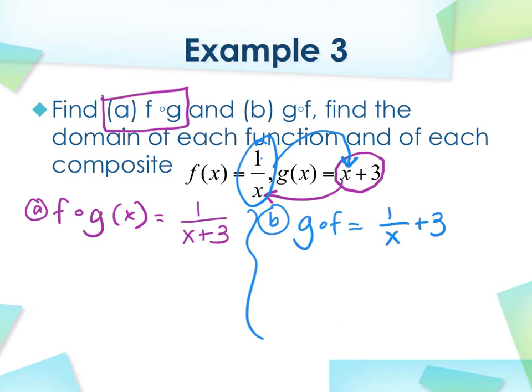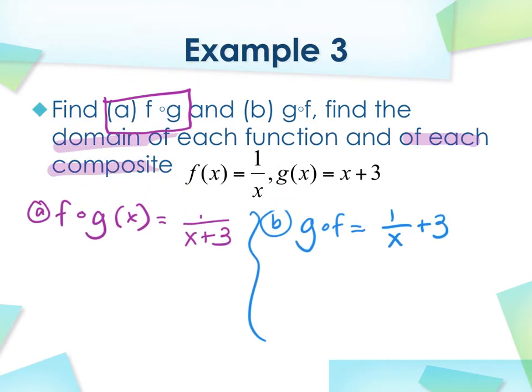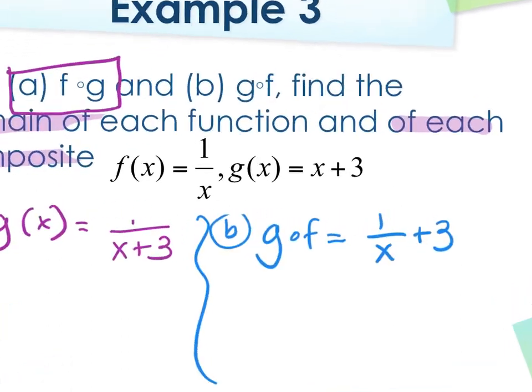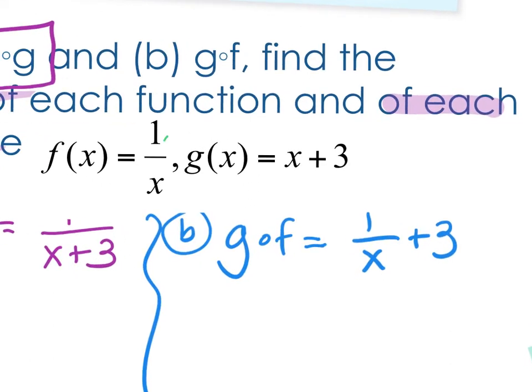Now it says find the domain of each function and of each composite. So for the first initial ones, f of x is 1 over x. Is there a domain restriction there, or is it all real numbers? A restriction? There's a restriction. Why? It's in the denominator of a fraction. Good. There's a variable in the denominator. So for this one, my domain would be x cannot equal 0, right? So it would be negative infinity to 0, union 0 to positive infinity.